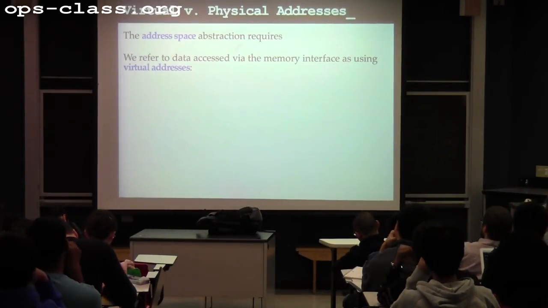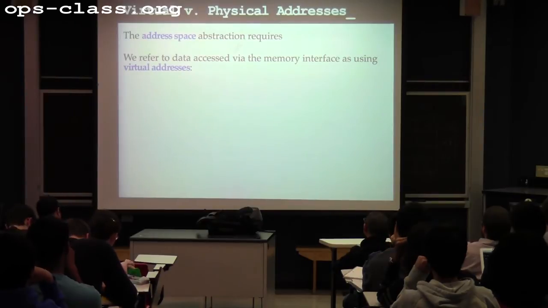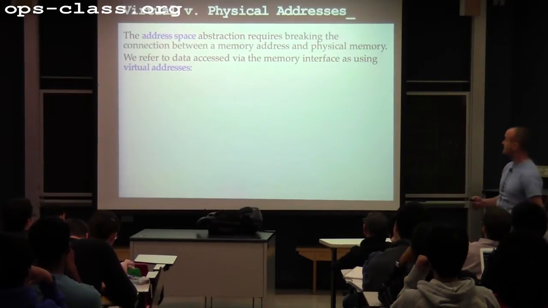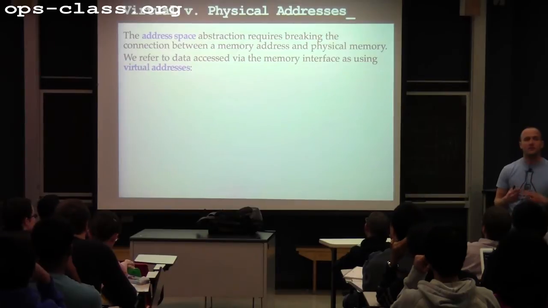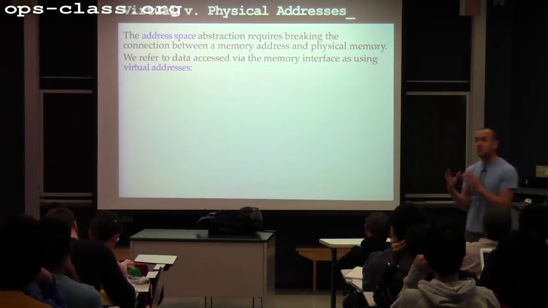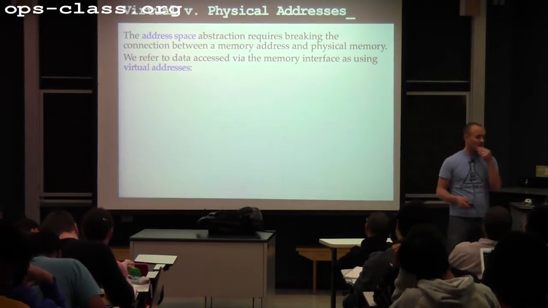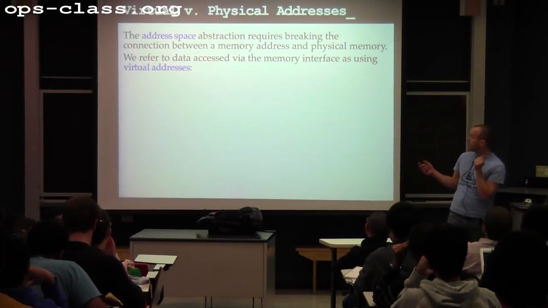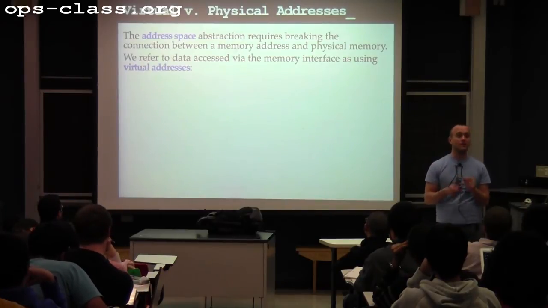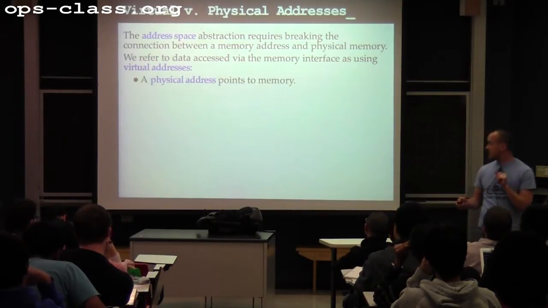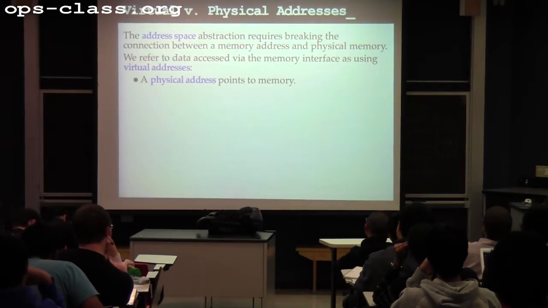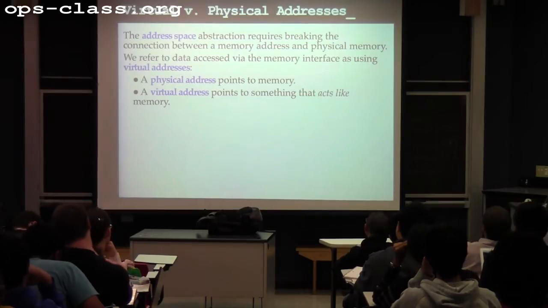So in order to implement address spaces, what do I need to do? I introduced this level of indirection, so what are we going to talk about today? Yeah, I need to break this direct connection between addresses and physical memory, and that's going to require address translation. We talked about things that obey the memory interface as using virtual addresses. The distinction we made was that physical addresses point to memory, whereas virtual addresses point to something that acts like memory, that obeys the memory interface.